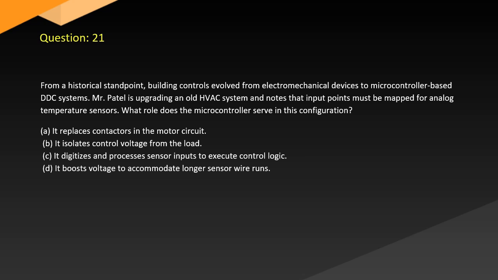Question 21. From a historical standpoint, building controls evolved from electromechanical devices to microcontroller-based DDC systems. Mr. Patel is upgrading an old HVAC system and notes that input points must be mapped for analog temperature sensors. What role does the microcontroller serve in this configuration? A. It replaces contactors in the motor circuit. B. It isolates control voltage from the load. C. It digitizes and processes sensor inputs to execute control logic. D. It boosts voltage to accommodate longer sensor wire runs.